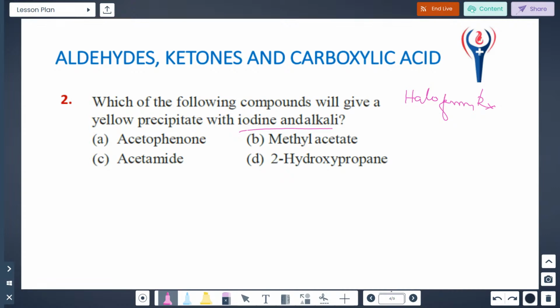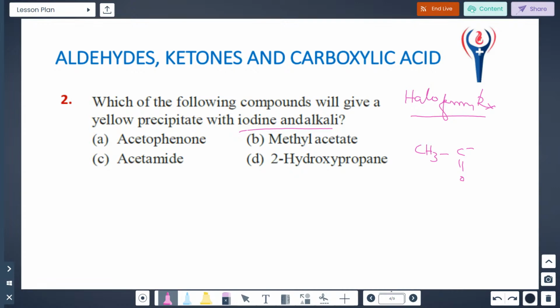Okay, so here the four compounds are given. Which compound undergoes iodoform reaction? That only we have to find out. So here acetophenone, methyl acetate, acetamide, then 2-hydroxy propane. Okay, here option A is the correct one. Here, iodoform reaction means we have one condition. What condition means? The compound should have the CH3 C double bond O group. That group should be there. So any compound having the CH3 C double bond O group, that compound undergoes iodoform reaction.